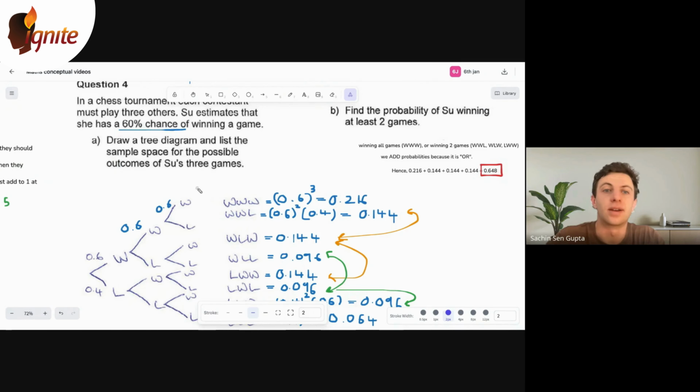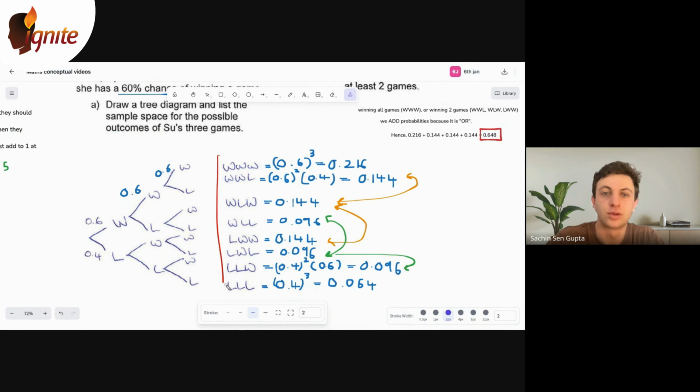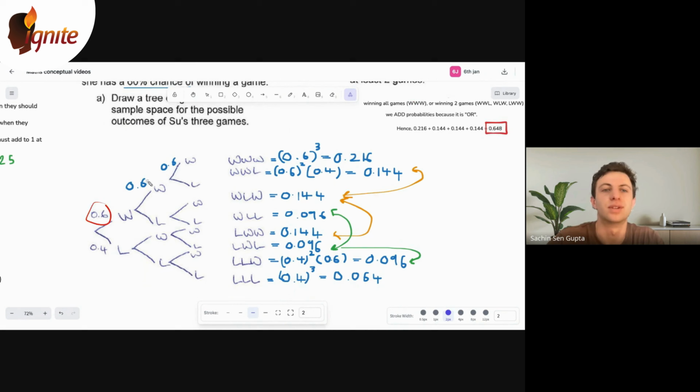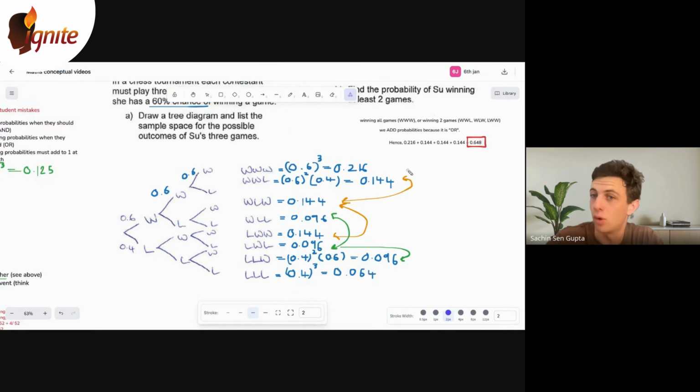So we've done it, and we've listed the sample space for the possible outcomes. So here is the sample space. We'll also calculate the probability for each outcome, right? W, win, then win, then win. Given she's got 60% chance of winning, 0.6 times 0.6 times 0.6. Everything's cubed is 0.216, right? And WWL, she's going to win 0.6, win 0.6, lose 0.4, 0.144. Notice that's the same as this, is the same as this, is the same as this one. And then 0.096 is losing, so 0.4 times winning 0.6 times 0.4. And then, yeah, that's how you calculate all of those, right?